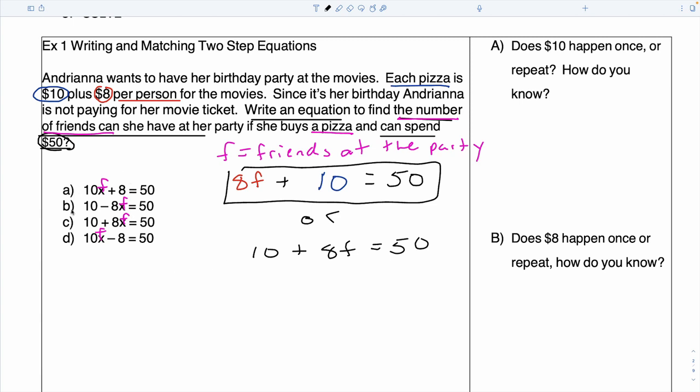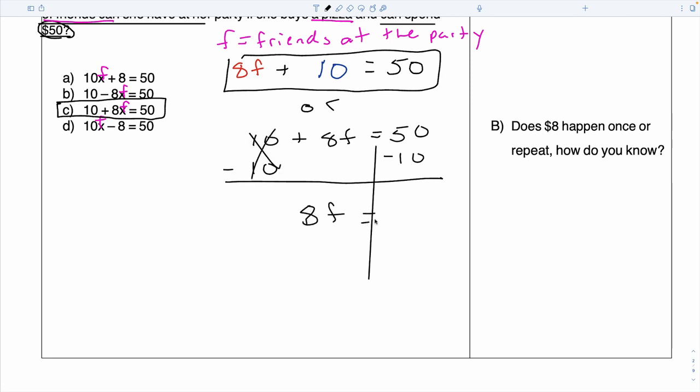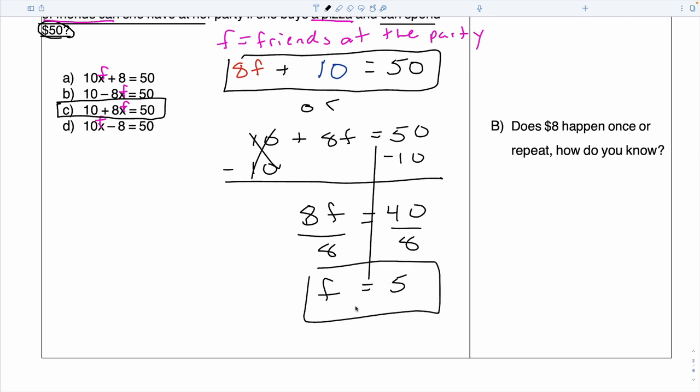Try to match one A, B, C, or D and circle it. What would the answer match closest to? Yeah, because the 8x is attached and the 10 is solo, that's your answer. And let's solve it. Go ahead, give me the first step. Yeah, I did it. Give me the second step. Divide both sides by 8, and we get 5 friends. So she can invite 5 friends to this party and still spend 50 bucks.